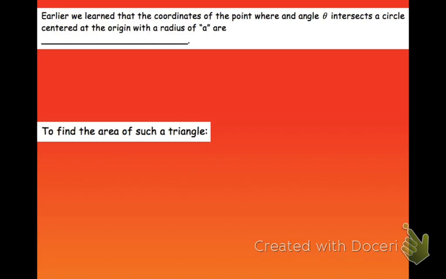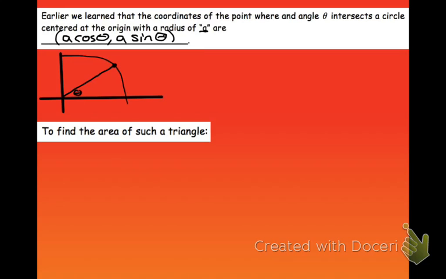So earlier we learned that the coordinates of a point where an angle intersects a circle, when the radius is a, are a cosine theta, a sine theta. And that's when you have anything like this. So you have an angle coming out here that they call theta. The coordinates at this point, if it's on a circle somewhere, are that right there. So no matter what your triangle looks like, we're going to figure out how to find the area of it.